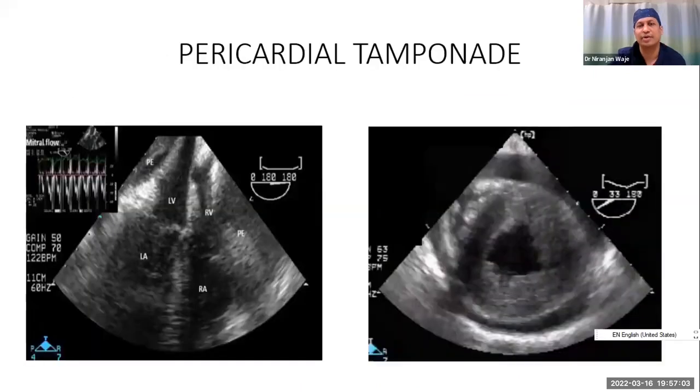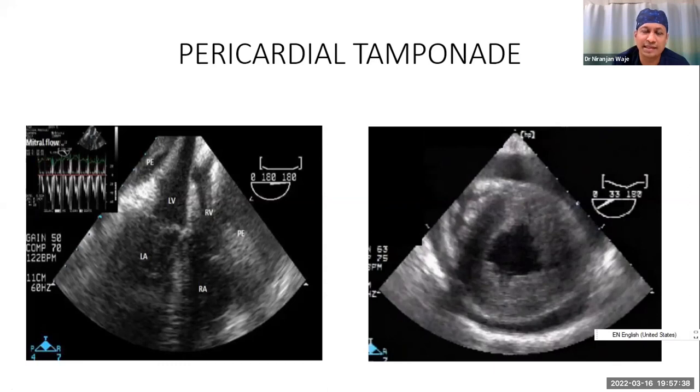So coming to obstructive shock, the classical scenario is a case of tamponade. Here you have an image of a transthoracic echo showing RV systolic collapse. On the right-hand side of the screen, you have the mid-papillary view, and you can see this is the heart, this is the pericardium, and the dark area is all blood collected around the heart. The quantity may not always matter. It's about the amount and acuity of the event that can cause the tamponade.